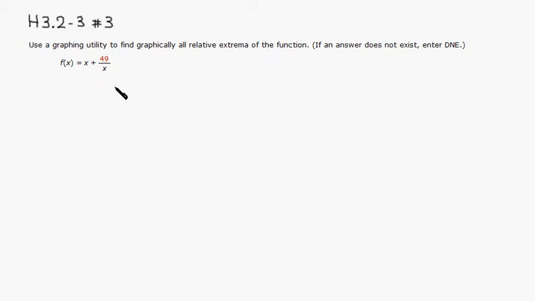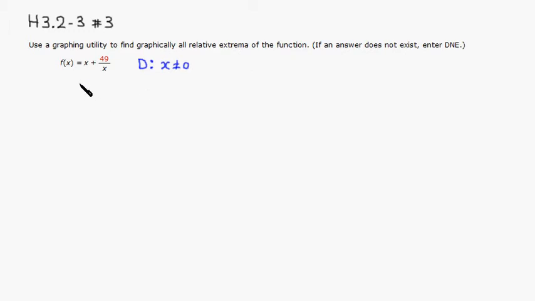First thing we do is, since this function is not defined everywhere, we look at the domain. So the domain of this function is all real numbers except 0. So x cannot be 0 because 0 makes the denominator 0.